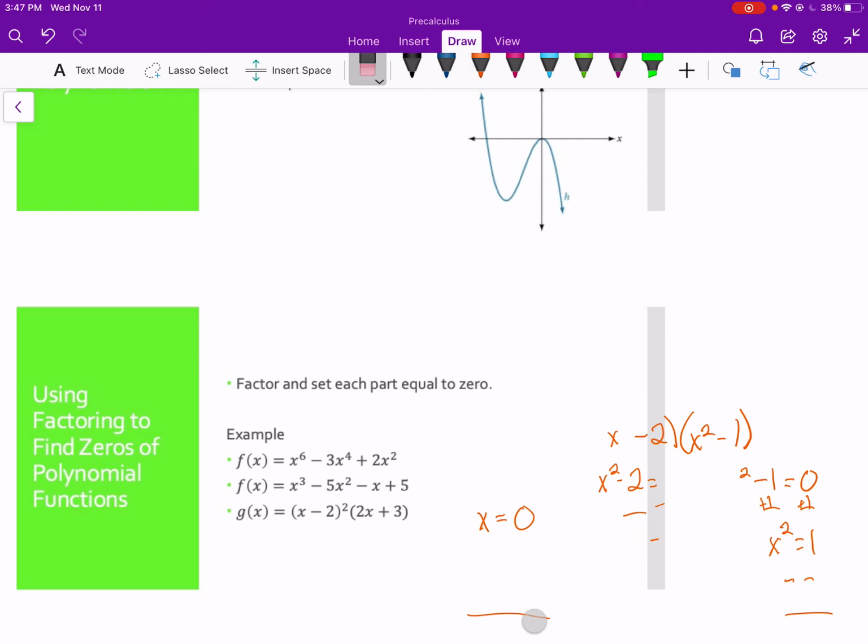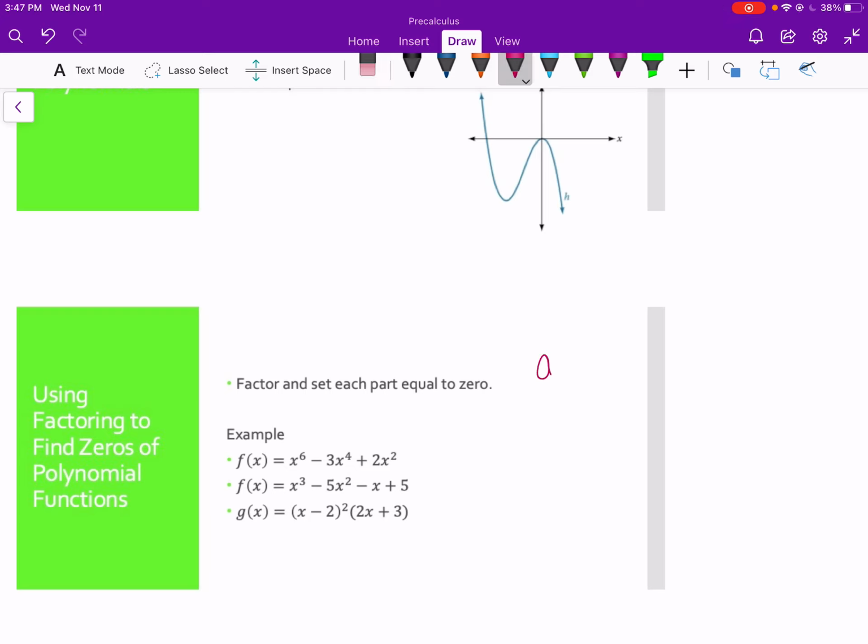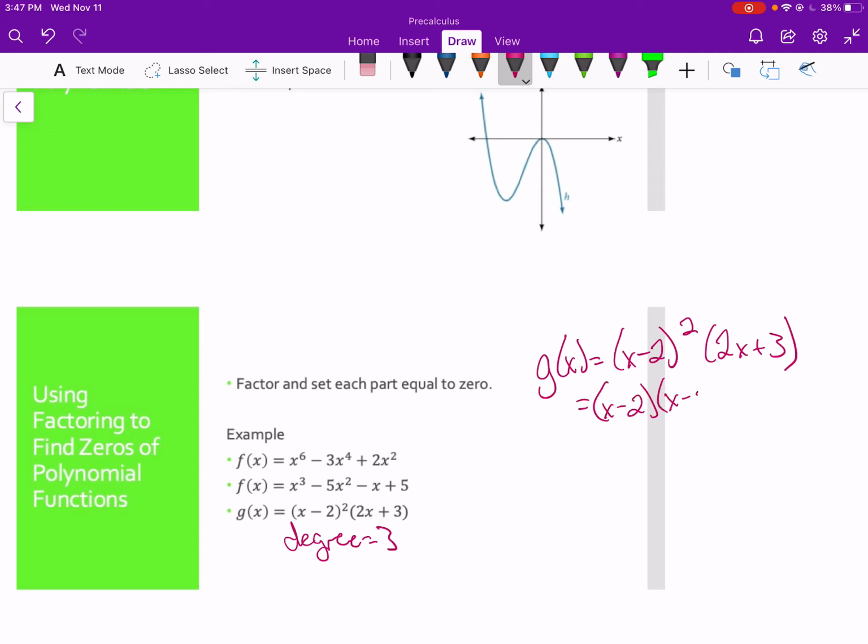Let's look at that third example quickly. We have g of x equals x minus 2 squared times 2x plus 3. If we were to FOIL this out, we find that our degree is equal to 3, so we should be getting 3 answers. Notice that we could rewrite this as x minus 2, x minus 2, and then 2x plus 3, because when we say squared, we mean write it twice.